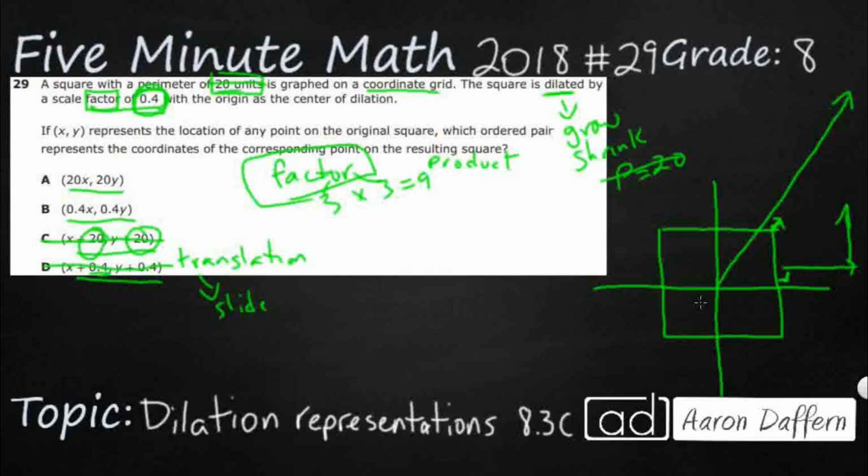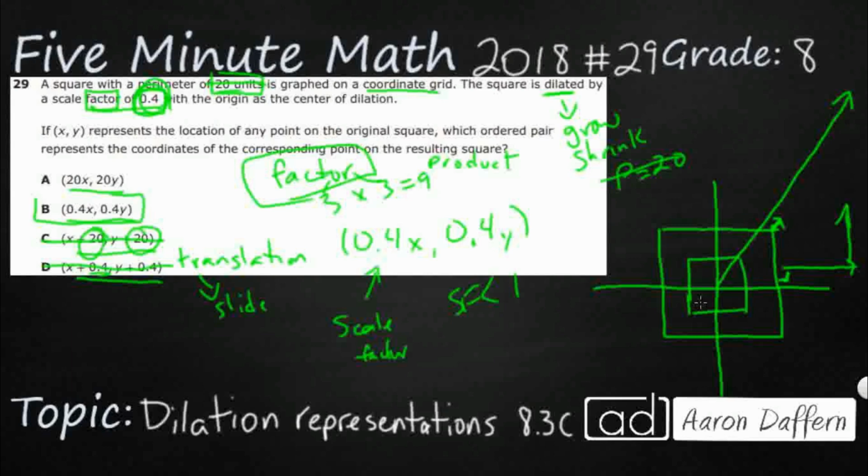When they tell you the scale factor is 0.4, they're telling you exactly what you do. Factor of 0.4 means we are going to multiply, right? That's a factor right there. And that's your scale factor, actually. We're going to just multiply the x and the y by that scale factor. What that's going to do, since it's less than 1, right? The scale factor is less than 1. That's actually going to shrink it. It's going to make it a little bit smaller like this. And so that is going to be our answer of B.